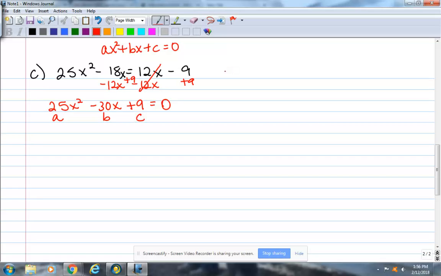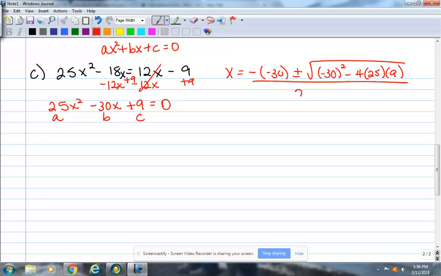So x equals negative b. So negative parentheses. What's my b? Negative 30. Plus and minus the square root of negative 30 squared. Minus 4 times what's a? 25. And what's c? 9. All of that gets divided by 2 times a, and a is 25.